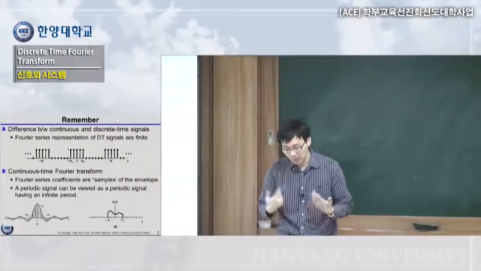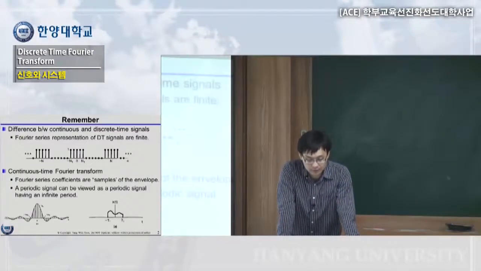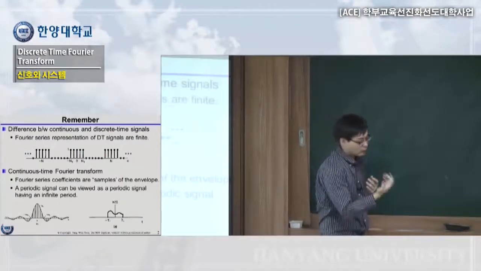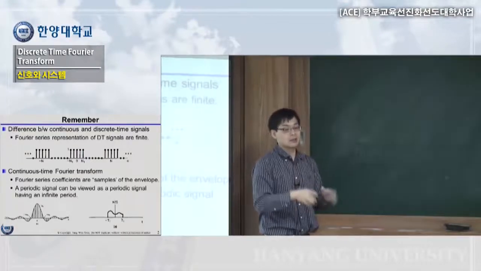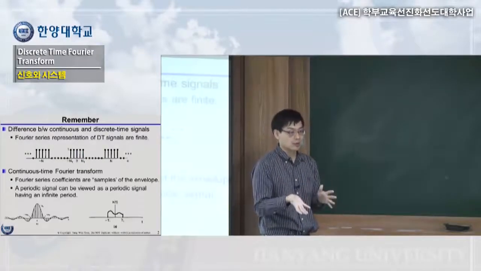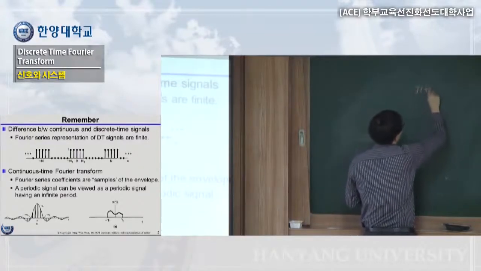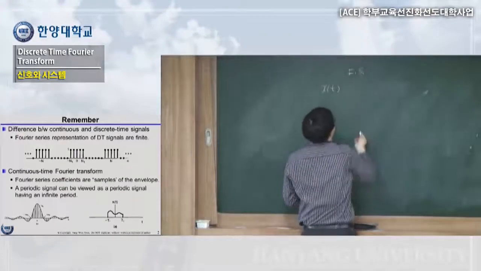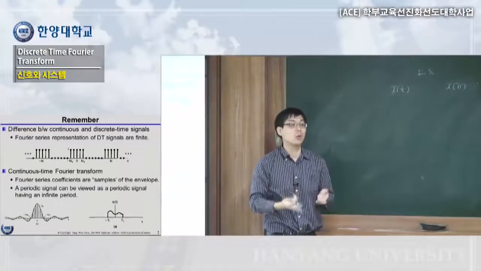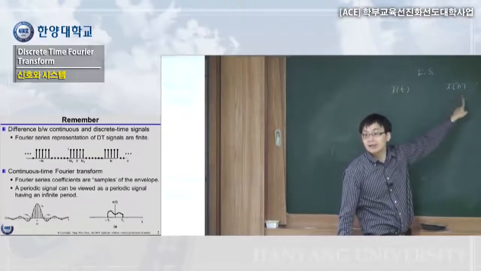So let's remember, this is a reminder. What is the difference between continuous and discrete time signals? Let me rephrase my question. In Fourier series, in the periodic signal, we have learned that there is a difference between continuous time and discrete time. In signal-wise, the Fourier series is only valid for periodic signals. So both x(t) and x[n] should be periodic.